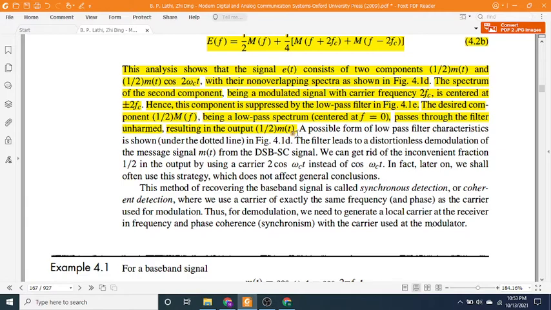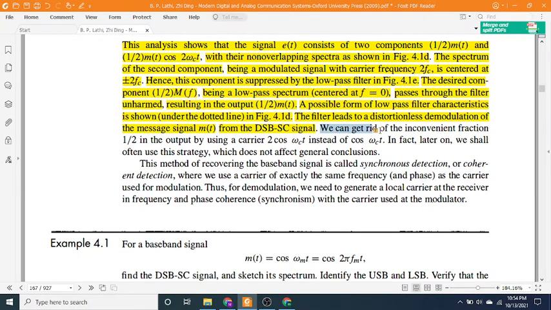A possible form of low-pass filter characteristics is shown, under dotted line, in Fig. 4.1d. The filter leads to a distortionless demodulation of the message signal m(t) from the DSB-SC signal.